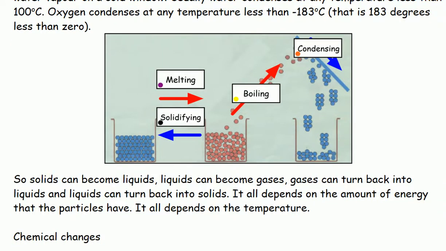So solids can become liquids, liquids can become gases, gases can turn back into liquids and liquids can turn back into solids. It all depends on the amount of energy that the particles have. It all depends on the temperature.